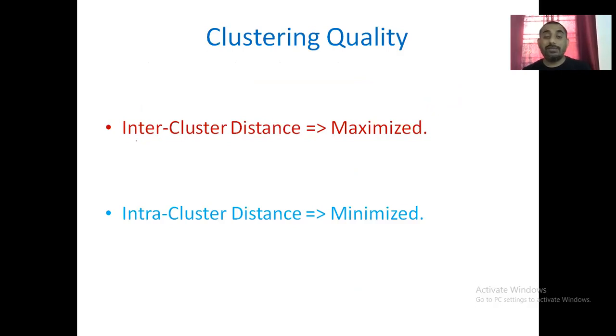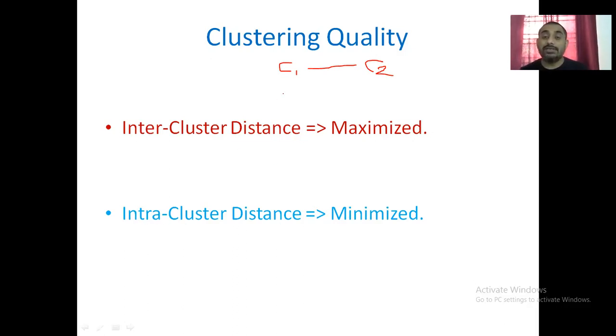Between the cluster means, the inter-cluster distance is maximized. It means that when we concentrate on clusters C1 and C2, when the distance between C1 and C2 is maximized, then we can say it is the better cluster. Okay, and the second parameter is intra-cluster distance.